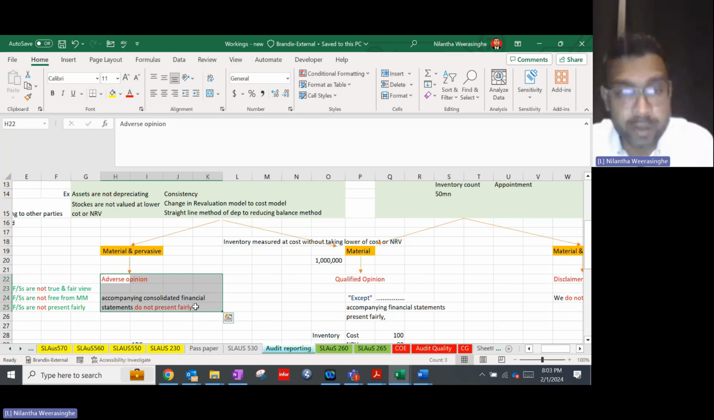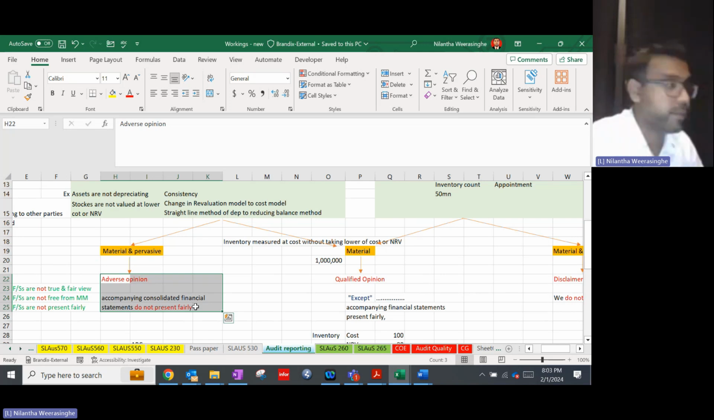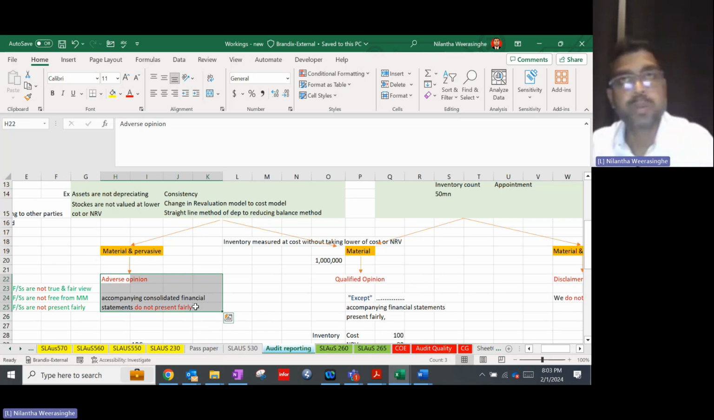JMC acquired, assume JMC acquired IAS, online accounting, one of your competitor. Then JMC has to prepare what? Consolidated financial statements. But they don't prepare consolidated financial statements. It's a serious violation of accounting standard. It is material and pervasive. Material components we have not consolidated. Material and pervasive. Then what opinion? Adverse opinion will be delivered. Adverse opinion.